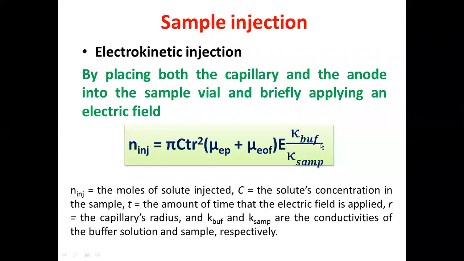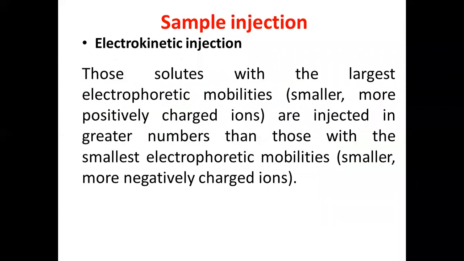K buffer is the conductivity of the buffer solution. The buffer has a known ionic strength and concentration. So what is the conductance? We need to put it in this particular equation. And of course, the sample is also going to have its own conductance. So this is how we can calculate the number of solutes introduced into the capillary tube in electrokinetic injection.